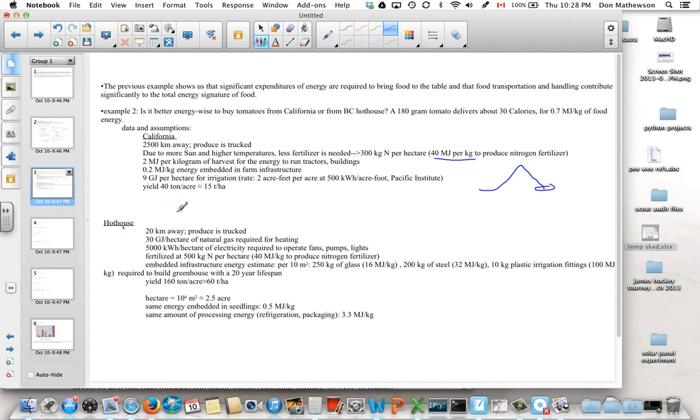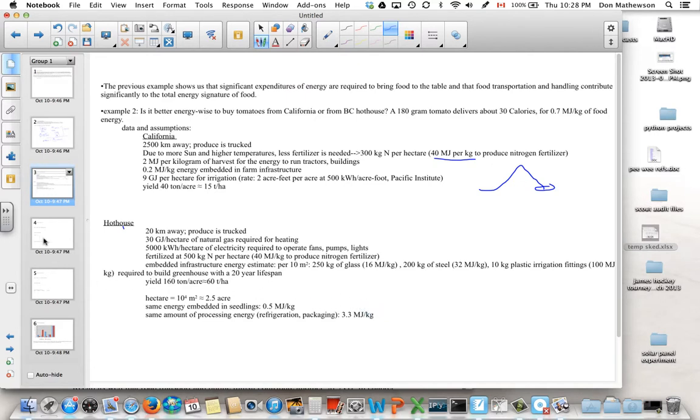In both cases, California and hothouse, we've got some energy locked up in the seedlings, and then the product of those tomatoes needs to be refrigerated, packaged, put out in the store, all of those things, moved around from the truck into the warehouse, etc., warehousing energy, and a value from the USDA is 3.3 megajoules per kilogram.